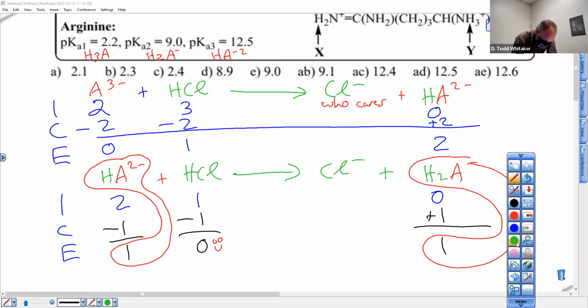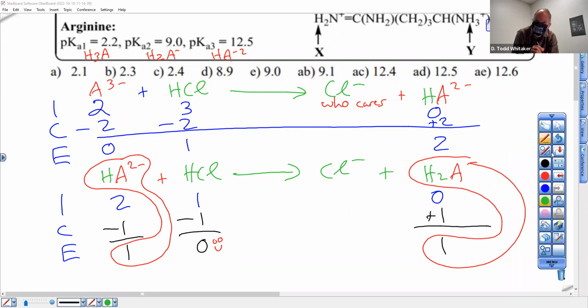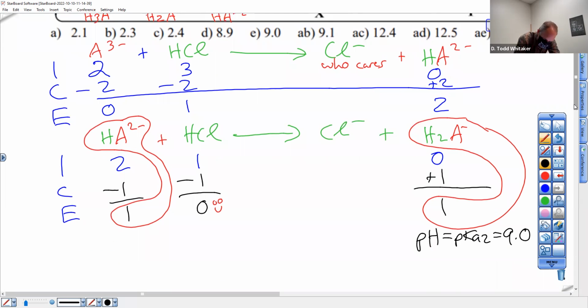Is that pKa1 or pKa2? And you're going to say, Dr. Whitaker, you need the minus sign. You know what happened? My circle looks like it got attached to my minus sign. Sorry. H2A minus. There you go. And pH equals which of the pKa's? pKa2. H3A is pKa1. HA2 minus is pKa3. This one's pKa2, which is 9.0. Equals the answer, E.